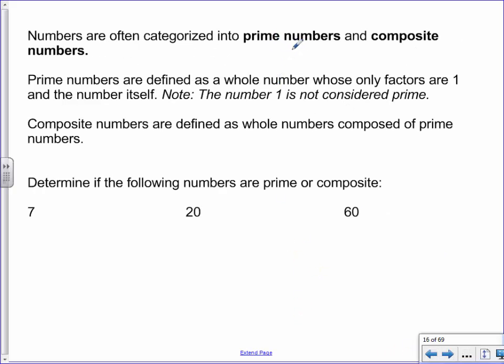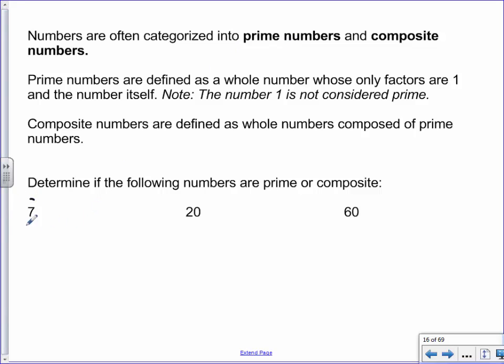Have you guys heard these words before? Prime numbers and composite numbers? Hopefully that's a vocabulary word you've heard before. Prime numbers are basically numbers where there are only 2 factors: 1 and whatever that number is.